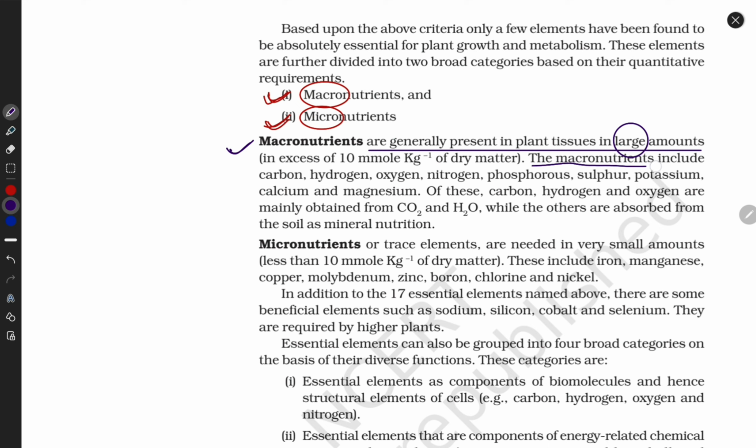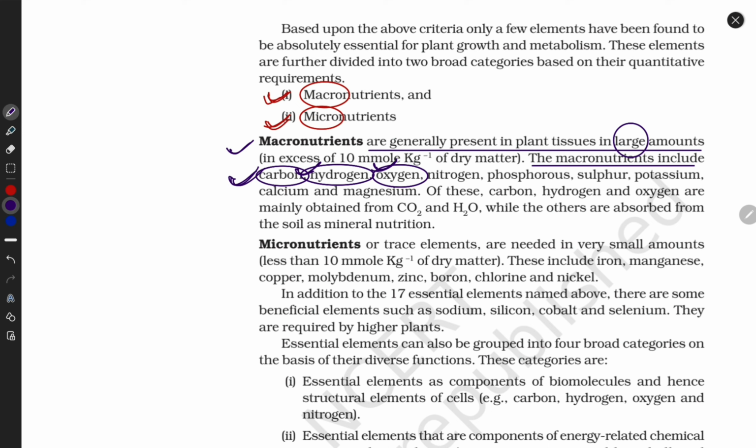The macronutrients include carbon. Yes guys, the whole plant body is made up of carbon, hydrogen and oxygen. So they are needed in a very, very large amount, because they are needed non-stop, continuously.